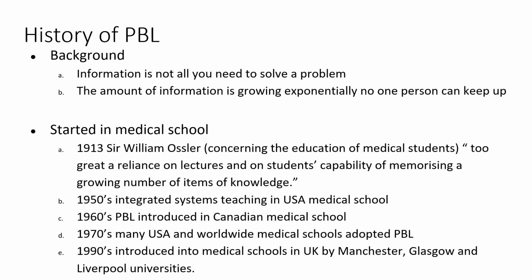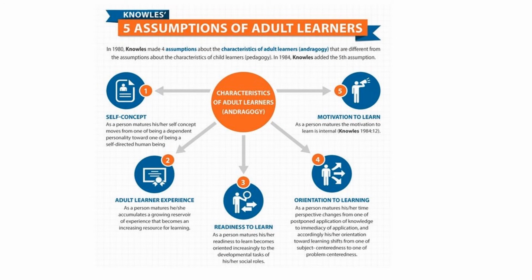Now, here is some of the history of PBL, which I believe all of you can read on your own and try to understand. Now, when we talk about adult learners, there are five assumptions. Number one is self-concept, to which as a person matures, his or her self-concept moves from one of being a dependent personality to one of being a self-directed human being. Adult learners are experienced, their readiness to learn, orientation to learning, and motivation to learn.